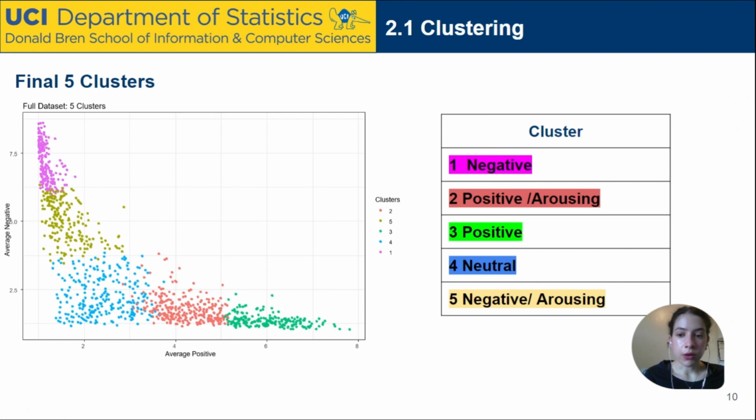For example, cluster 1 was called negative, the pink one. It was called negative as it had the highest average negative measure across all clusters. This is also reflected in the plot on the left here. As you can see, it's in the most negative, the highest part on the y-axis.